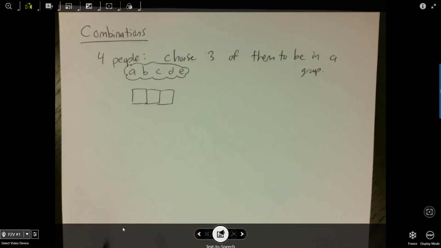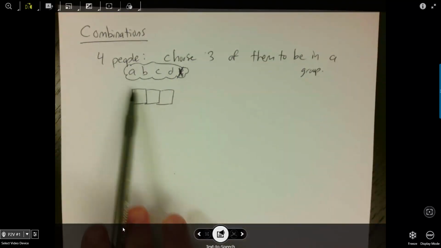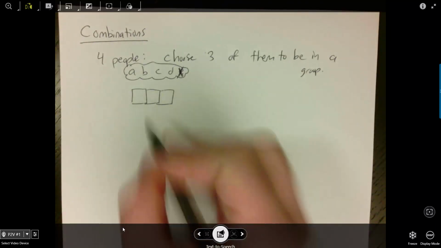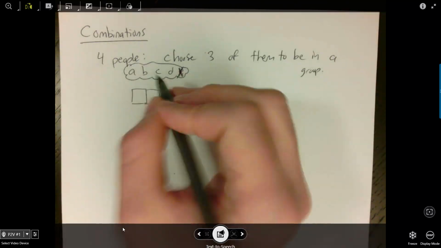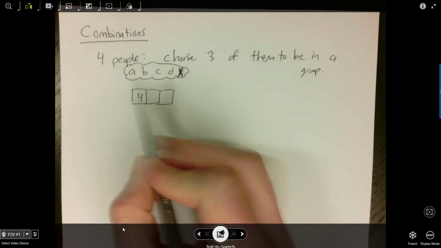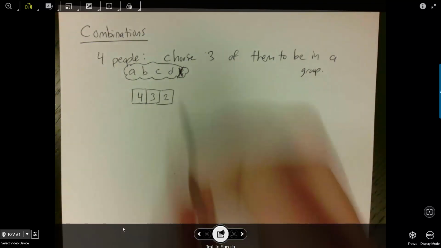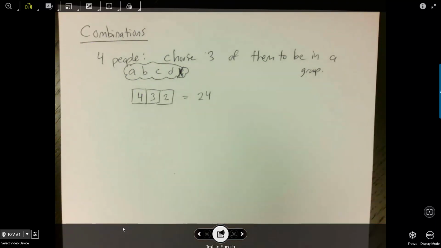Let's say there's 4 people. Oh, bye-bye, Mr. E. There's 4 people, A, B, C, D, and we're going to choose 3 of them to be in a group. So again, let's approach it the same way. If I'm choosing the first and the second and the third person for my group, there's 4 choices for the first person, and then 3 choices for the second, and 2 choices for the third. So that implies that there are 24 possible groups. Again, that seems like too many.